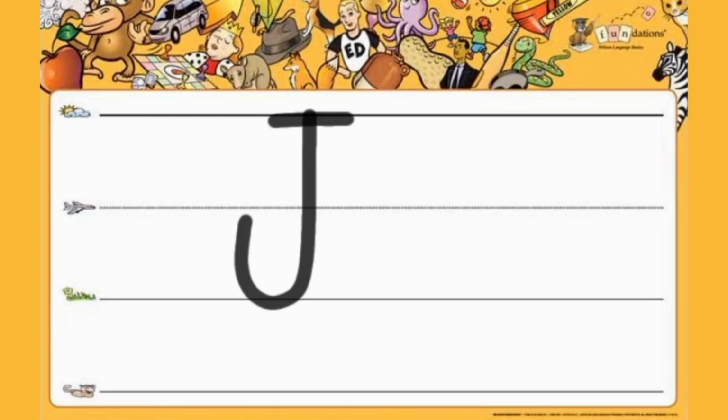For lowercase j, j is a plane line letter. It starts on the plane line. Go all the way down to the worm line and make a curve, and a dot.